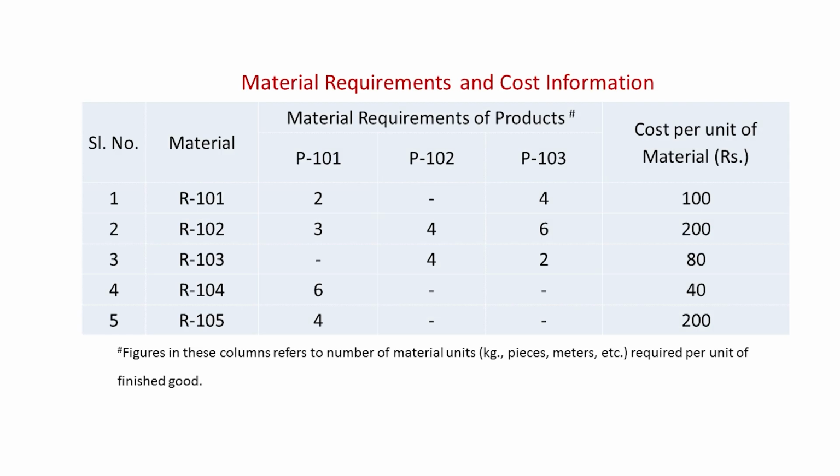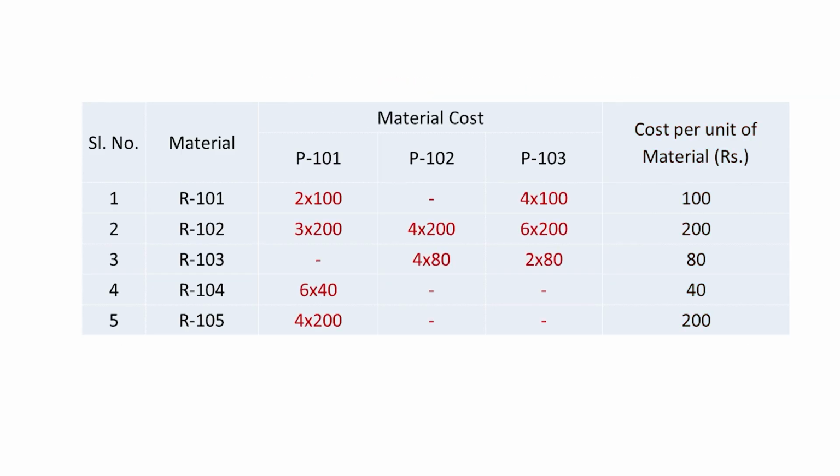The material requirement for different products and cost per unit of material are available to us. Of the 5 materials, P101 requires 4 materials, P102 requires only 2 materials and P103 requires 3 materials. The quantity requirements are also different. The cost of material is shown in the last column of the table. Now we can compute the material cost for each of the products by multiplying the material requirement and cost per unit.